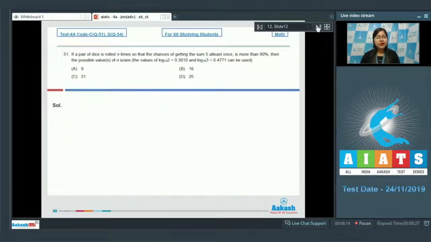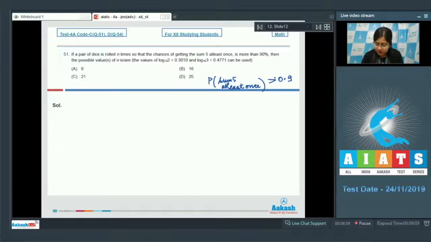Next is question number 51, which says that if a pair of dice is rolled n times so that the chances of getting the sum 5 at least once is more than 90%, then the possible values of n is, where the values of log to the base 10 of 2 and 3 are given to us. So let us try this question. It is given that the probability of getting sum 5 at least once is more than 90%. It is greater than 0.9 if we talk about its probability.